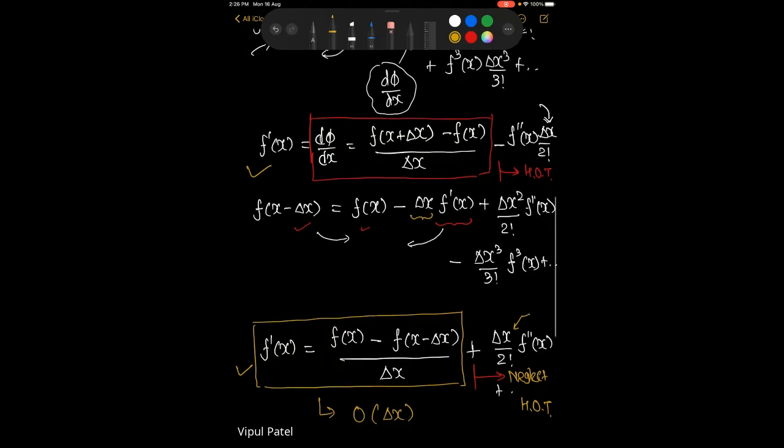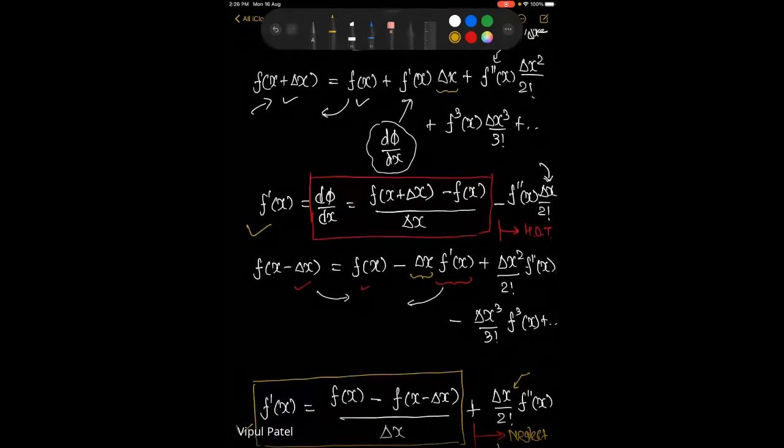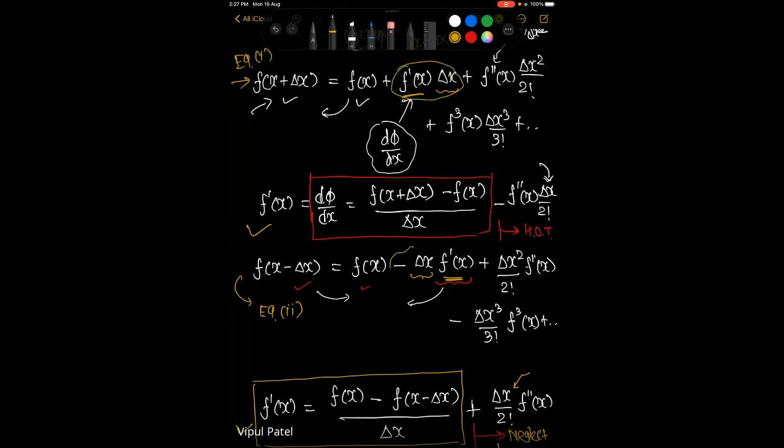Okay, so for that, what you can do, you can recall these two equations. Which two equations? This equation, let me call this equation number 1, and this one equation number 2. Now I want to have this particular term, right? f prime x is something which I am interested in. So I can see that if I add equation 1 and equation 2, then this particular term and this term will be cancelled out. Okay, but that is not what I'm interested in.